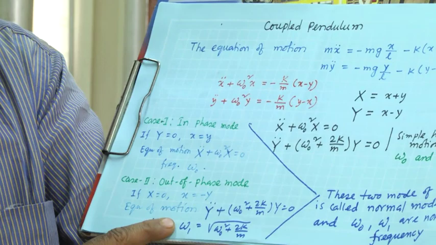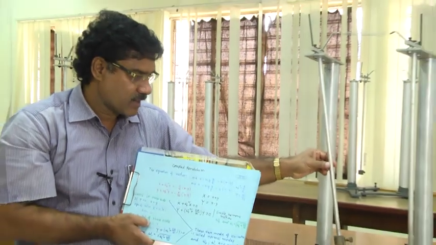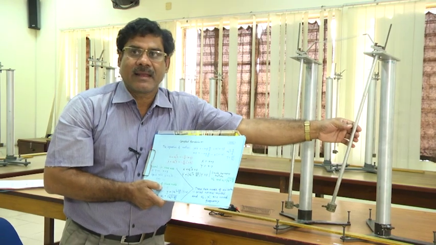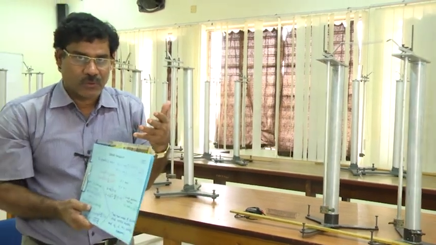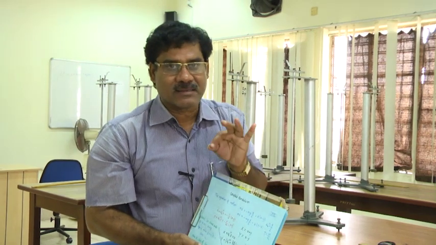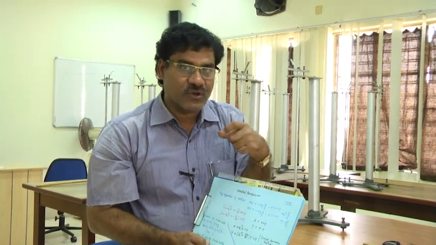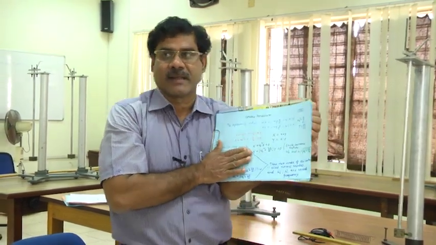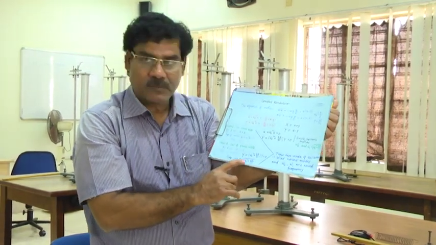So, when will we get this mode? x equal to minus y means when this is displaced in this direction, the other has to be displaced in the opposite direction. And the magnitude, the value of x and y, has to be the same, x equal to y, but the negative sign is there, meaning in the opposite direction. Okay. If we displace like this, then this equation tells us we will get the out-of-phase mode and its frequency will be this.